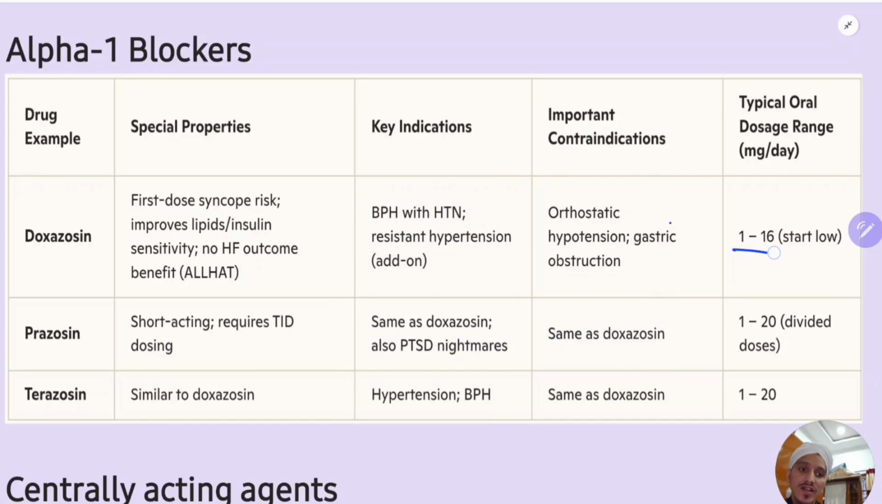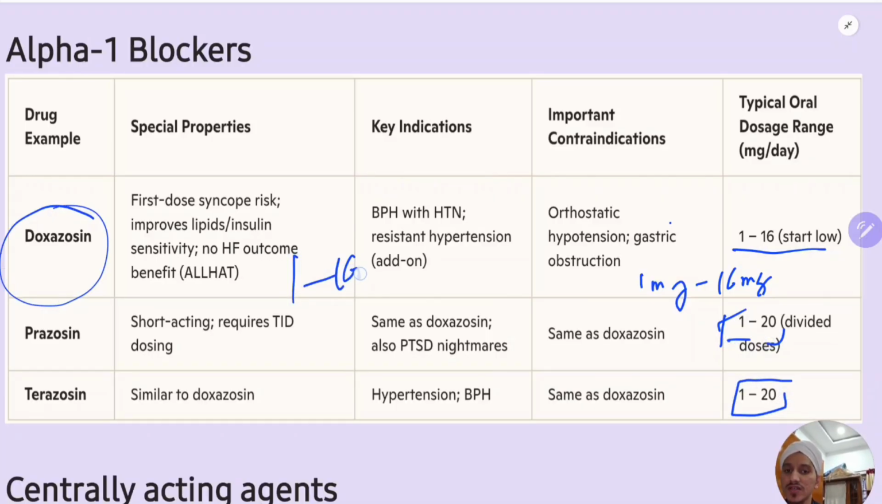So doxazosin dose 1 mg to 16 mg per day. Prazosin is divided, 1 to 20 mg. Terazosin also 1 to 20 mg. More commonly used is doxazosin 1 to 16 mg, and prazosin 1 to 20 mg should be divided thrice daily. Okay, that's about alpha-1 blockers.